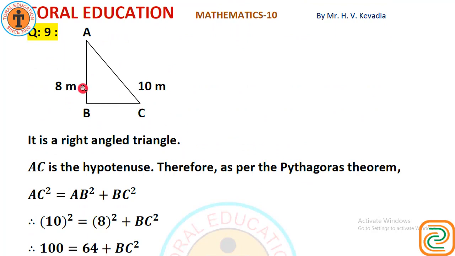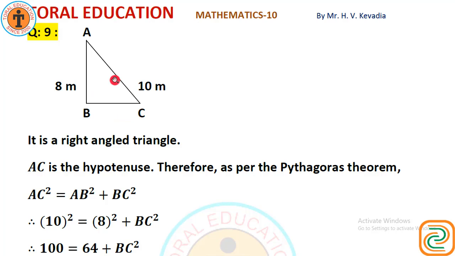Look at question number 9. A ladder 10 meter long reaches a window 8 meter above the ground. This ladder is 10 meter long, ladder means CD, 10 meter long. This one, AB, is the wall, and it reaches up to 8 meter. Find the distance of the foot of the ladder from the base of the wall. We have to find out BC.